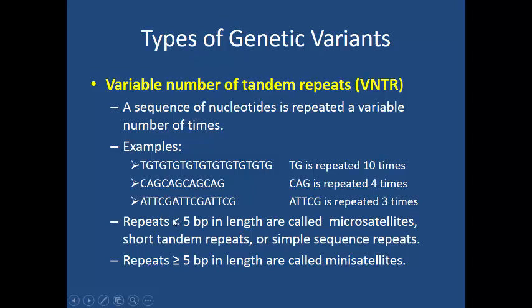So if you have a repeat that's less than 5 base pairs in length, they're called microsatellites, short tandem repeats, or simple sequence repeats. And so that, for example, would be example A here and example B, because this is 2 and this is 3 base pairs in length. Repeats greater than or equal to 5 base pairs in length are called minisatellites, and that's the example that you have in this last bullet here.